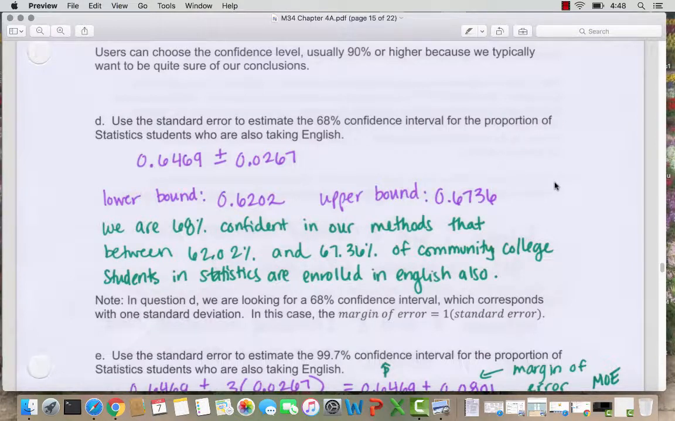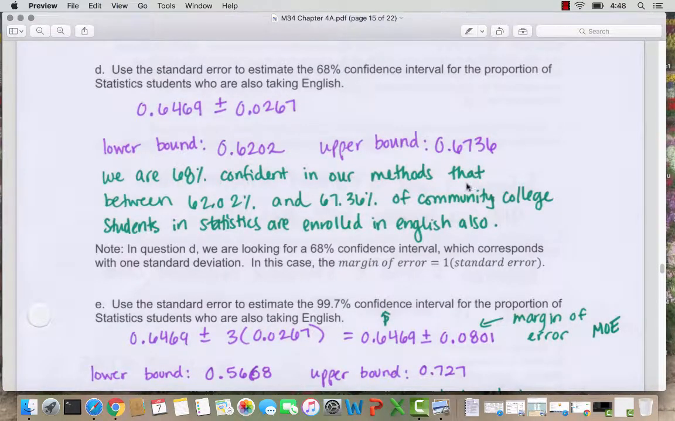So as a statement, we can say we are 68% confident in our methods that between 62.02% and 67.36% of community college students in statistics are enrolled in English also. So again, we're predicting about all community college students, and that 68% is confidence in our method, not anything to do with the sample students.